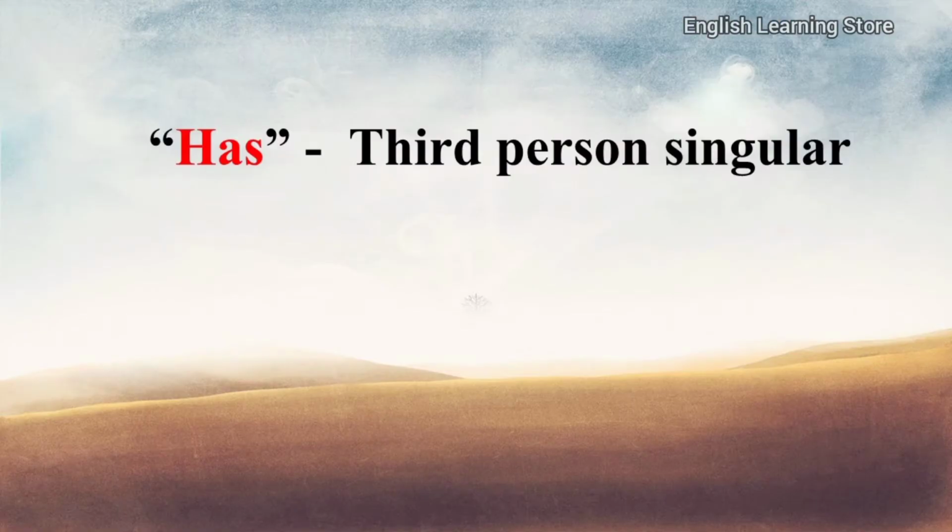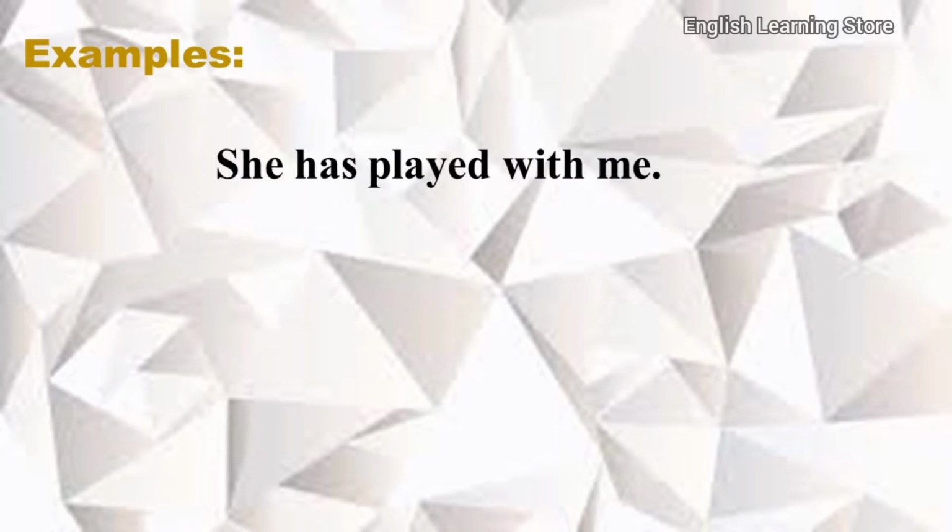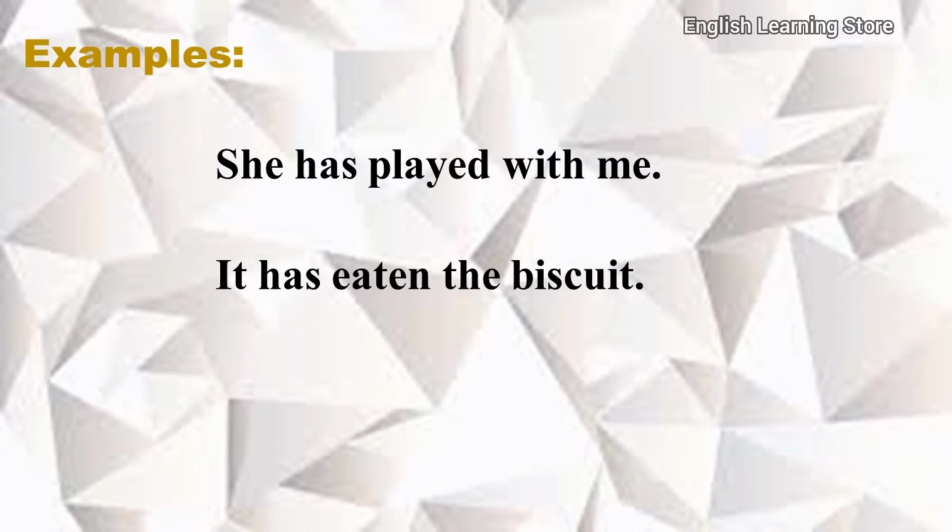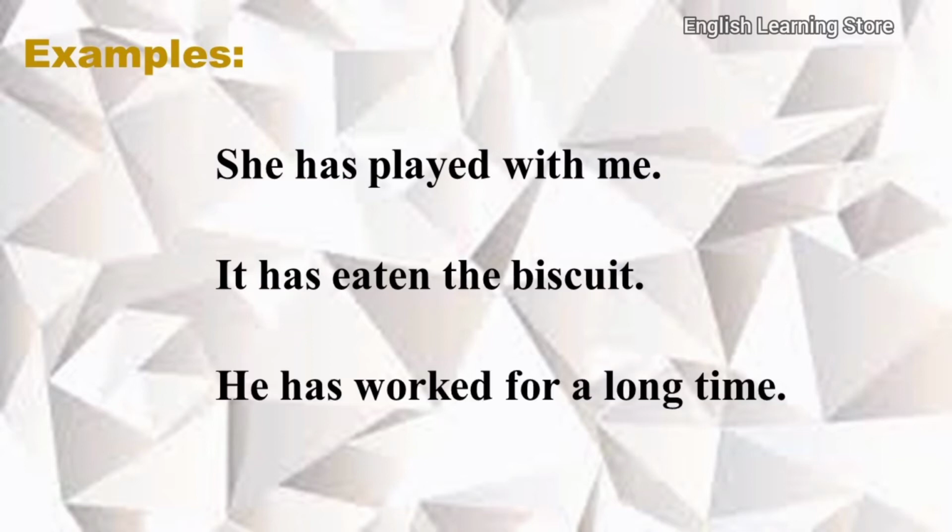Has. Has is used for third person singular. It is nothing but he, she, it. Whenever we use he, she, it, we have to use has. For example, she has played with me. It has eaten the biscuit. He has worked for a long time. In all these sentences, I have used only has: she has, it has, and he has.